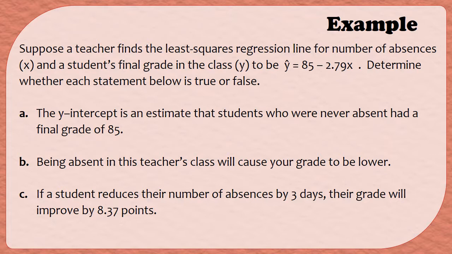The next part we have to check is whether what it's saying is true about the 85. The y-intercept is the value you get when the x value is 0. Since x represents the number of absences, if x is 0, that would mean somebody had no absences, meaning they were never absent. So A is true. The y-intercept is an estimate that students who were never absent had a final grade of 85.